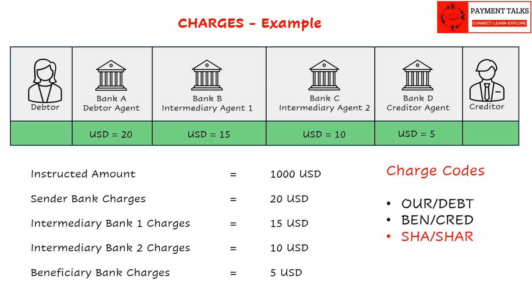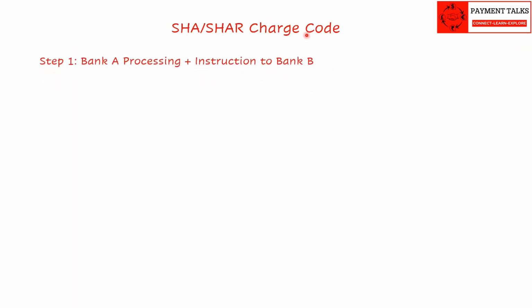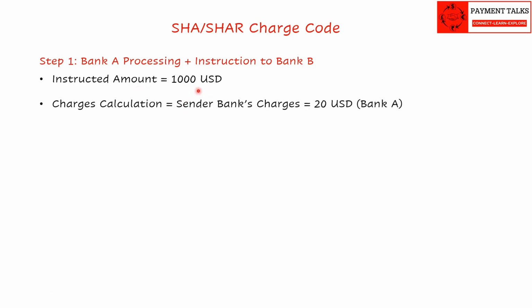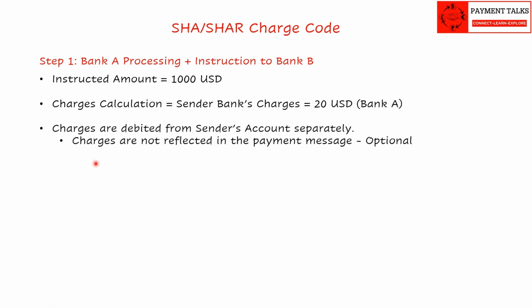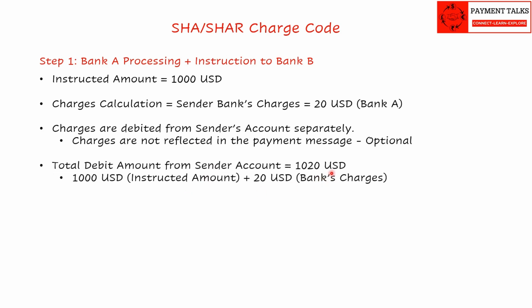Next, we look at the same scenario when the charge code is SHA. Charges are shared between the sender and beneficiary. The sender initiates a payment of 1000 USD as instructed amount. Since the charge code is SHA, the sender shares the charges with beneficiary. The sender bank charges would be borne by the sender only. Sender bank will debit the sender's account to the tune of 1020 USD, which is 1000 USD of instructed amount and 20 USD of sender bank charge.